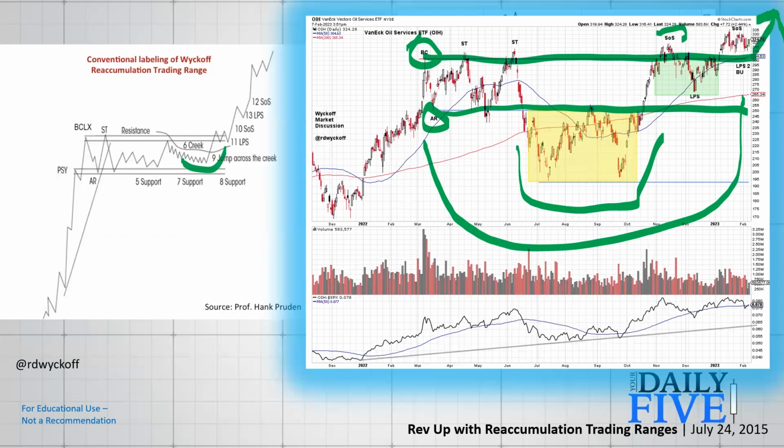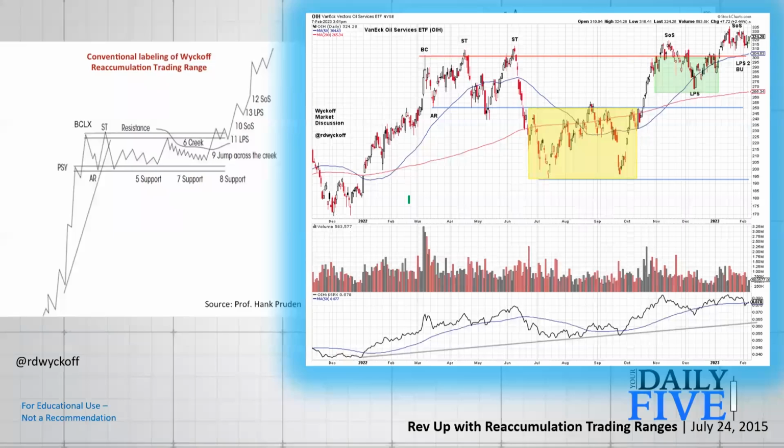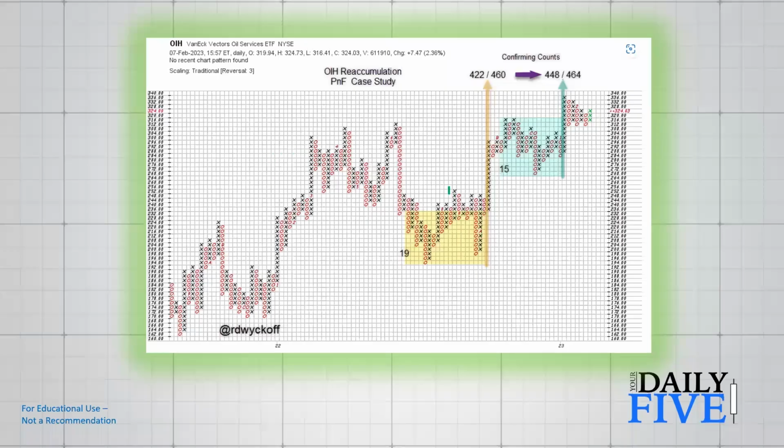So this is where we think we might be with oil service stocks right now, which makes them very interesting to us because this whole structure might be a completed reaccumulation structure. Here is a point and figure chart. These shaded areas correlate with the shaded areas I just showed you on the daily. And here is an accumulation structure that counts here.